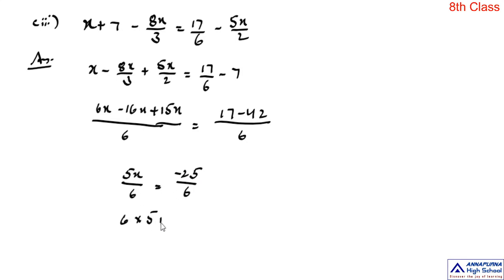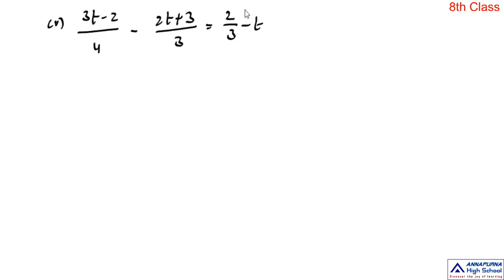Okay, cross multiplication. 6 into 5x is equal to minus 25 into 6. So 6 fives are 30x is equal to minus 25 into 6, it is equal to minus 150. So x is equal to minus 150 by 30, it is equal to minus 5. So this is the solution for the third equation. And the fourth one, do it yourself.